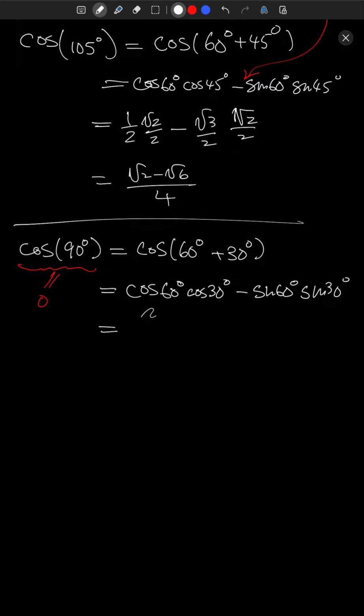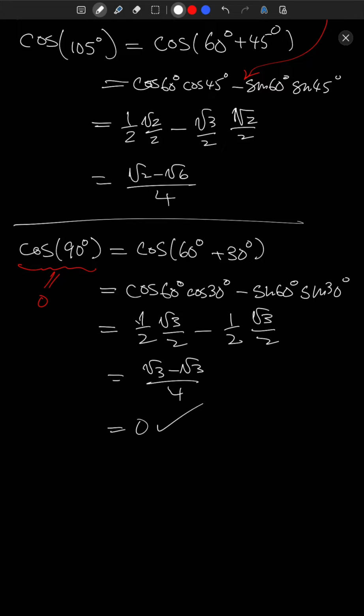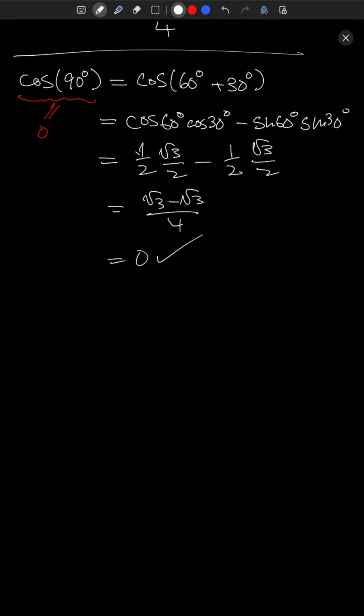So cosine 60 degrees is 1/2, cosine 30 degrees is root 3 over 2, minus sine of 60 degrees, root 3 over 2, sine of 30 degrees, 1/2. So that's root 3 minus root 3 over 4, which is indeed 0. So this wasn't anything new, but of course, when you do have identities, you want to actually make sure they fit well with the other facts that you know.